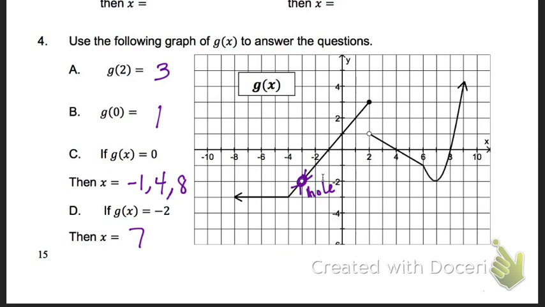So for A, the reason it's not 1 and 3 is because 1 is an open circle, so it doesn't count. And then 0 is 1. -1, 4, and 8 for C, and then only 7 for D. So if there is a hole there, if it's an open circle, it doesn't count as an answer.